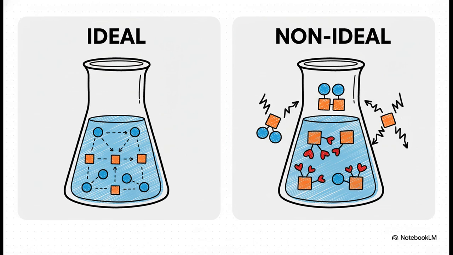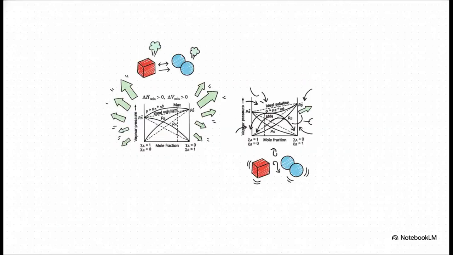But let's be real. In the real world, most solutions are non-ideal. When you mix them, the new molecules either really like each other and cling together, or they kind of repel each other. And that can cause the solution to release or absorb energy and even change its total volume in some pretty weird ways. And these graphs right here show us exactly what that looks like.